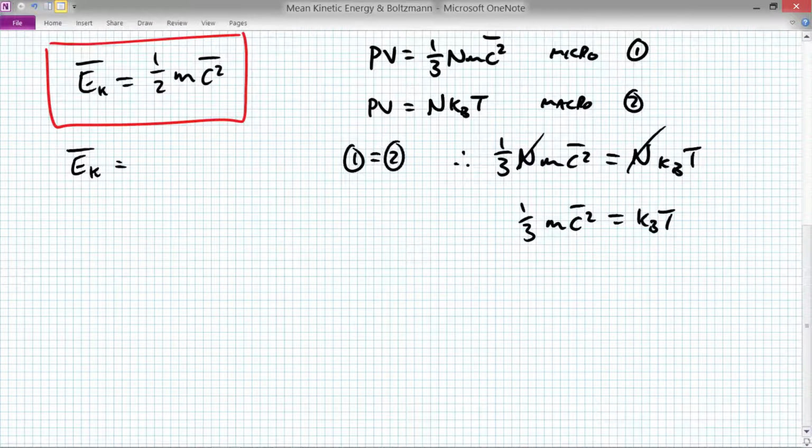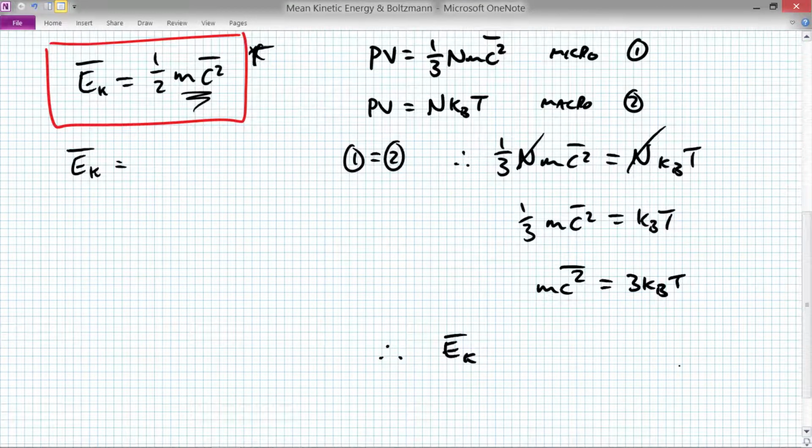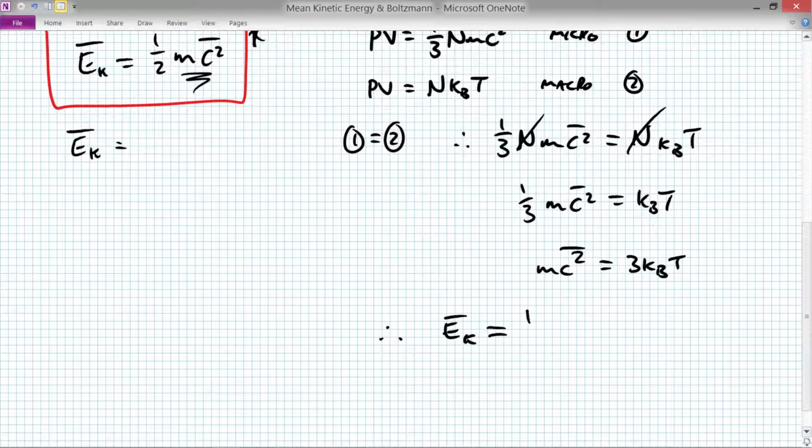Now this is good because temperature is a bulk property here, so that's going to be useful. And something else we might notice is we've got mc squared here, just like we've got mc squared over here. So why not rearrange this so that we just have mc squared. I'm going to multiply both sides by 3. That gives me mass times the mean square speed is equal to 3 kBT. Now I can just substitute this in up here, and that gives us our mean kinetic energy is equal to a half multiplied by 3 kBT.